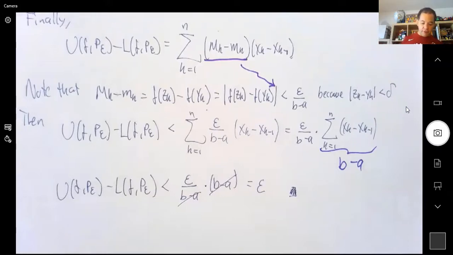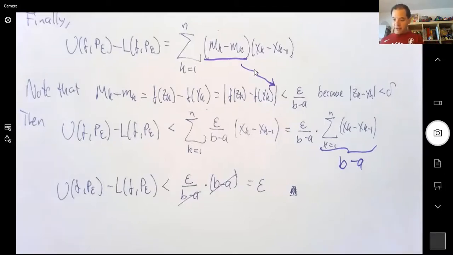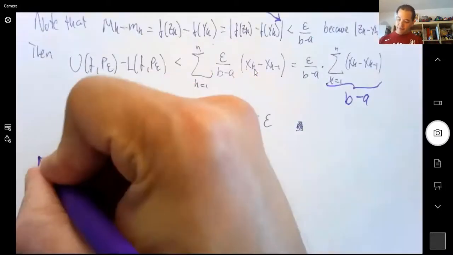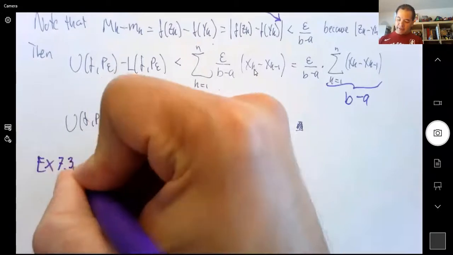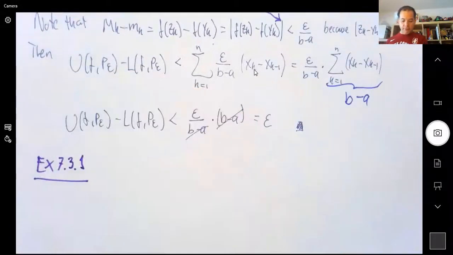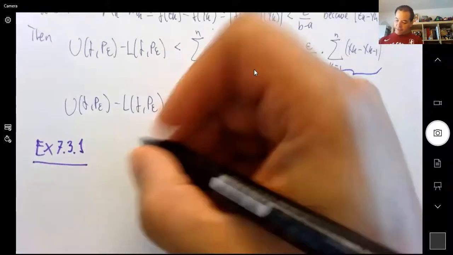Okay, so good. Now we can do a few examples. This is now example 7.3.1. Let's actually integrate some functions, see how we can do it. Example 7.3.1. So here is a function, it's a very simple function.